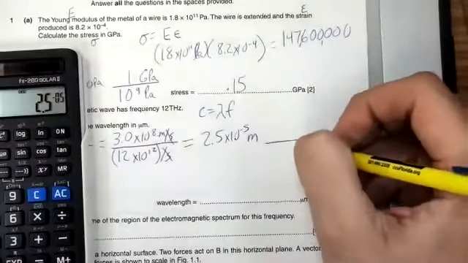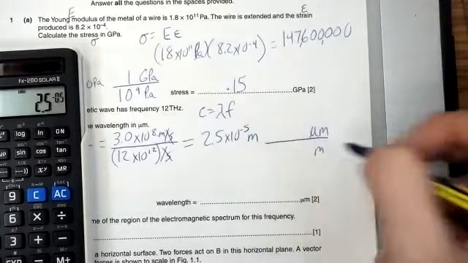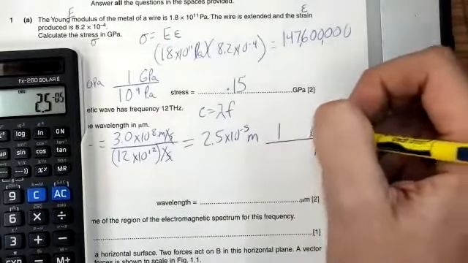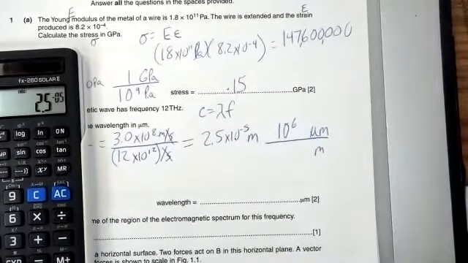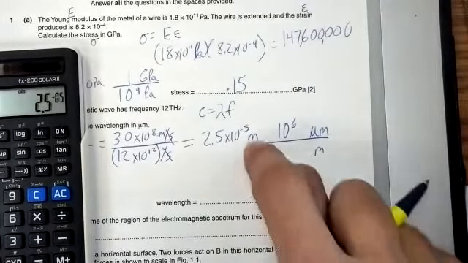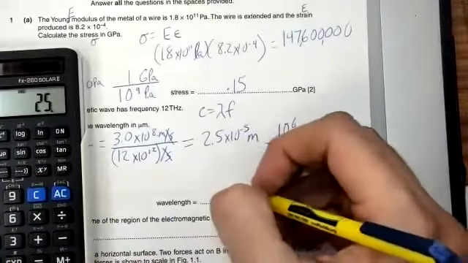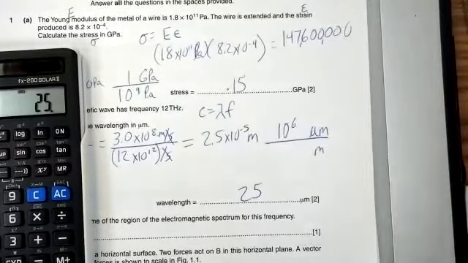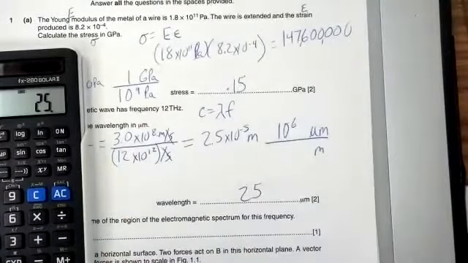But I want my answer not in meters, but in micrometers. Does anybody know how many micrometers are in a meter? There's 1,000 millimeters in a meter, but there's 1,000,000 micrometers in a meter. 10 to the 6, 1,000,000 micrometers per meter. So to convert this many meters into micrometers, you multiply it by 1,000,000, and we get 25 micrometers. So an electromagnetic wave that has a frequency of 12 terahertz has a wavelength of 25 micrometers.